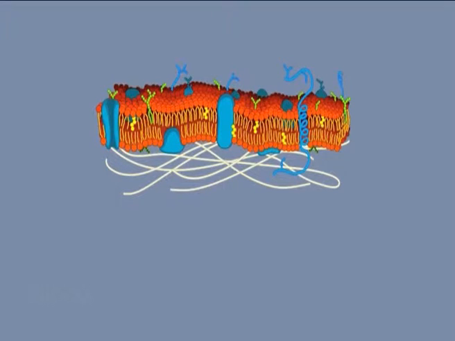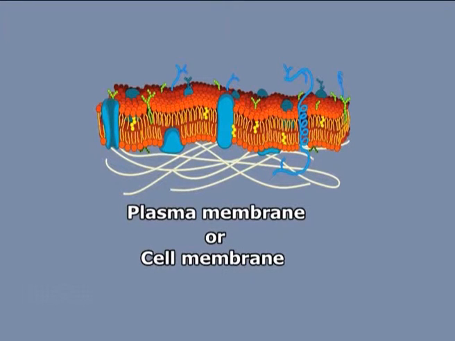Instead of cell wall, it has dynamic phospholipid bilayer as an outermost covering. The same kind of structural arrangement is also present in plant cells beneath the cell wall, known as plasma membrane or cell membrane or plasmalemma.